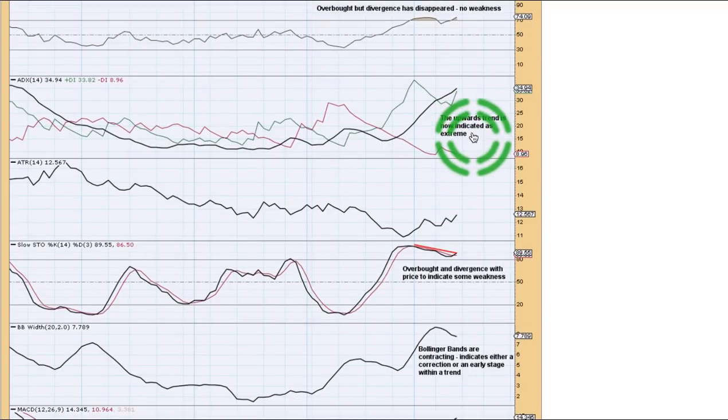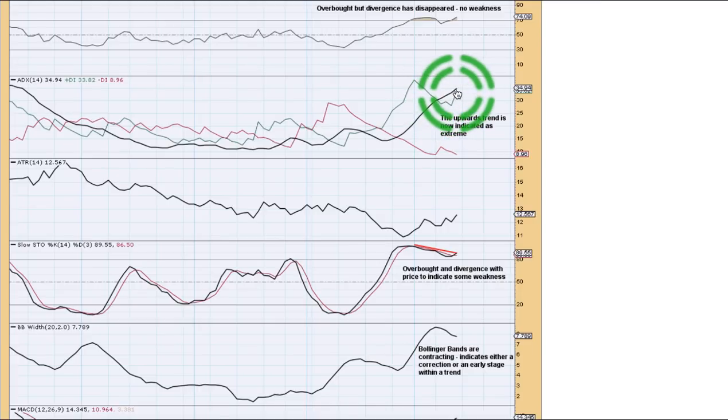ADX is telling us the trend is now extreme. It's nearing 35. If it gets above 35, it would be very extreme, but it's above both directional lines, and so the upward trend at this stage, at the daily chart level, is extreme, but that certainly can continue for several more days before price turns. On its own, this is not an indicator that upward movement has to end. Obviously it isn't. It's continued already for a few days.